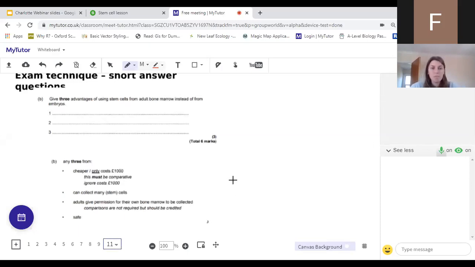And then for part B, 3 advantages of using stem cells from bone marrow. Again, any 3 from the variety here. It's cheaper, only costs £1,000. You can collect lots of them at once. Adults can give permission for their own bone marrow to be collected, and they're much safer to use because we know more about them. So any 3 from that list would give you the 3 marks there.